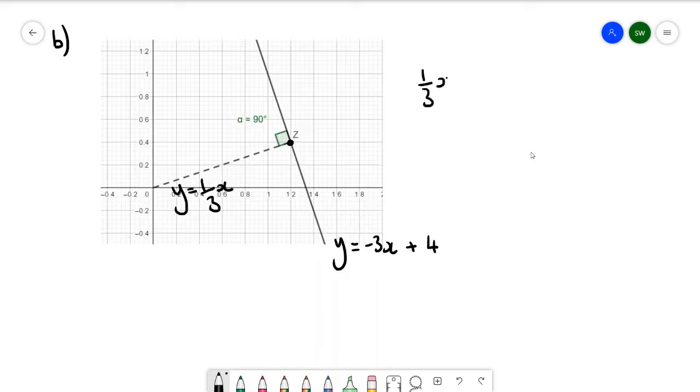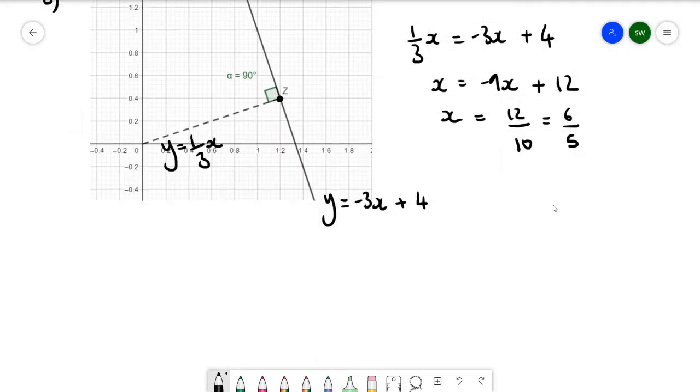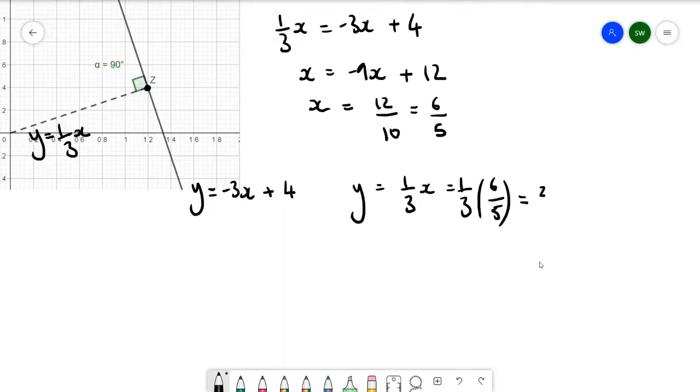So we're going to solve a third x equals minus 3x plus 4. So x equals minus 9x plus 12. So x equals 12 over 10 or 6 over 5. Then we can find the y coordinate. So y equals a third x, which is a third of 6 over 5. So we know this coordinate is 6 over 5 and 2 over 5.